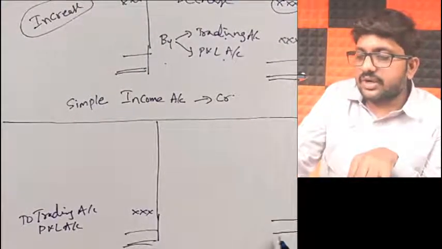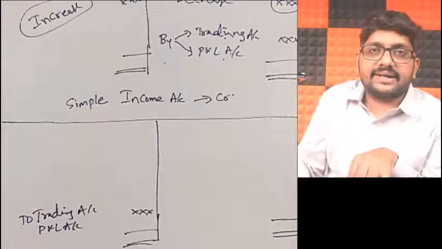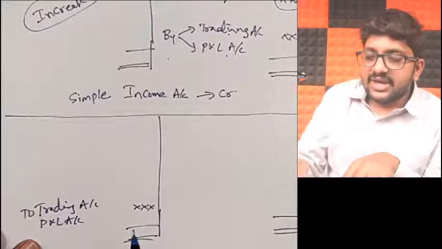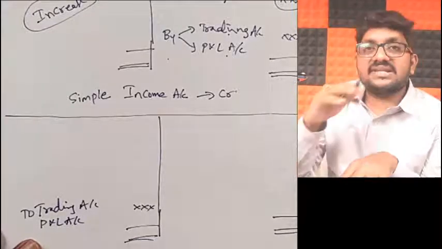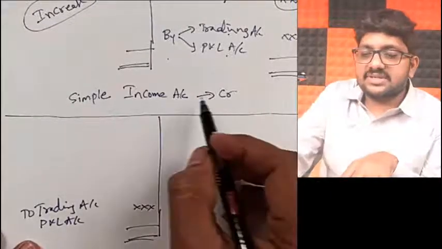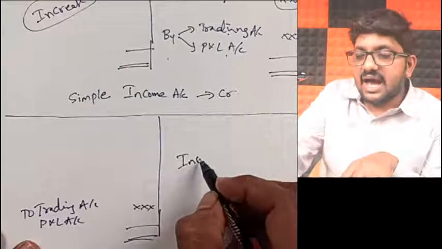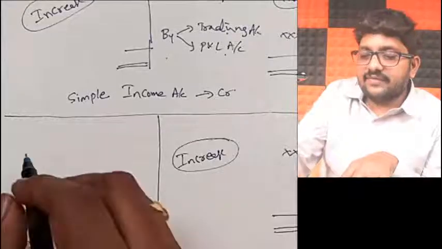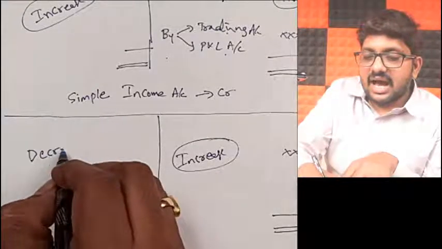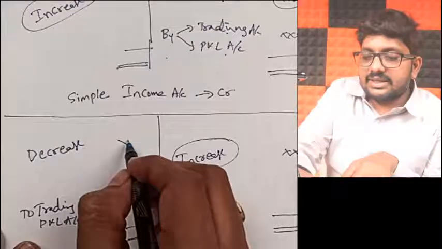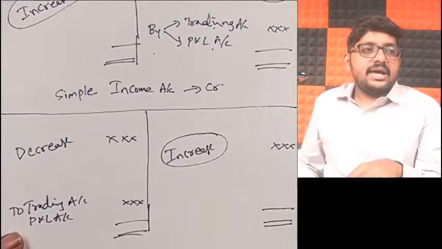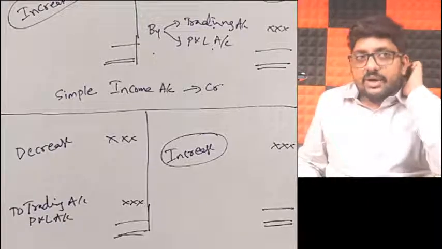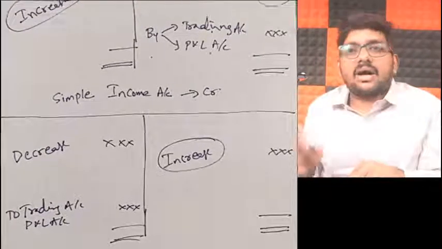Which accounts will go to the trading account? Direct incomes. Which items will go to the P&L account? Indirect. I'll explain just a moment, please. So, if this is the case, now when incomes increase, what will I do? Incomes come under the credit category. If they increase, I will credit it. And if incomes decrease, friends, I will write it on the debit side. I will give you examples, just wait for a moment. If incomes increase, credit side. If they decrease, debit side. That is how a simple income account looks like.